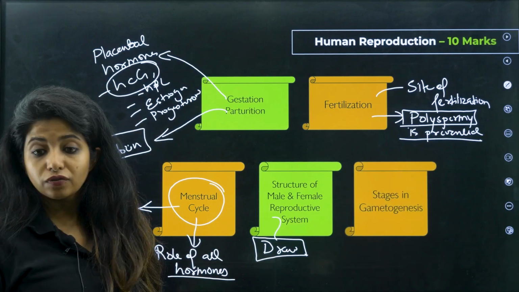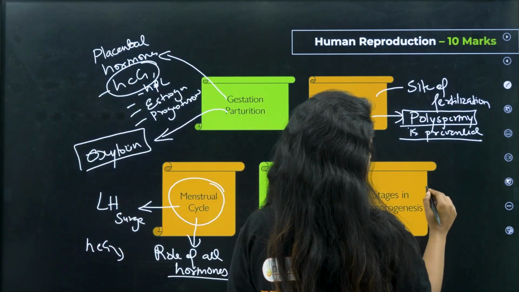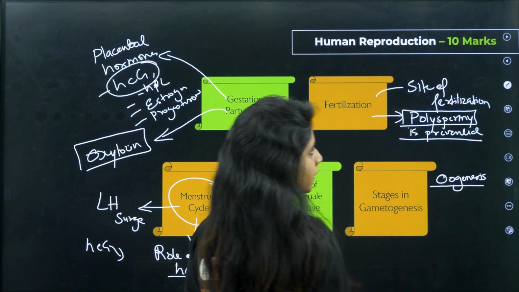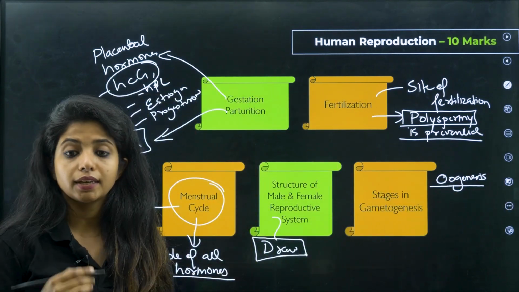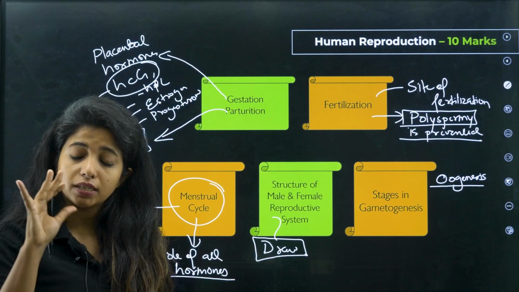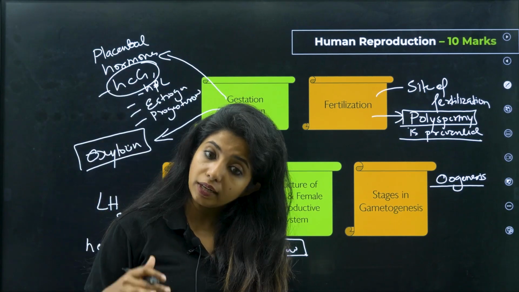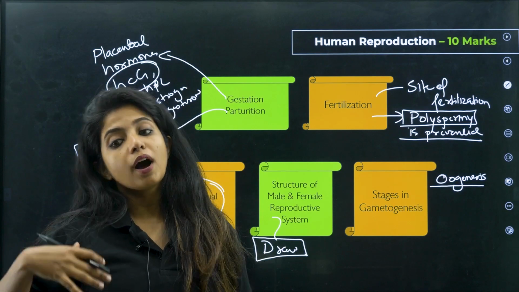Now the stages of gametogenesis, especially oogenesis. When it comes to oogenesis, you will be asked when the secondary oocyte is formed, and in which stage it is arrested. Does the secondary oocyte form the ovum before fertilization, or after fertilization?